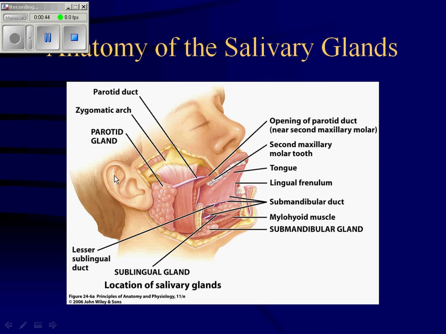So this is kind of the diagram of the anatomy. Here's your parotid gland. It's connected by a big duct, which is called a parotid duct, or Warthin's duct is another name for it. Then you've got a submandibular gland right here, and your sublingual right there. And then there are just a whole bunch of other minor glands.